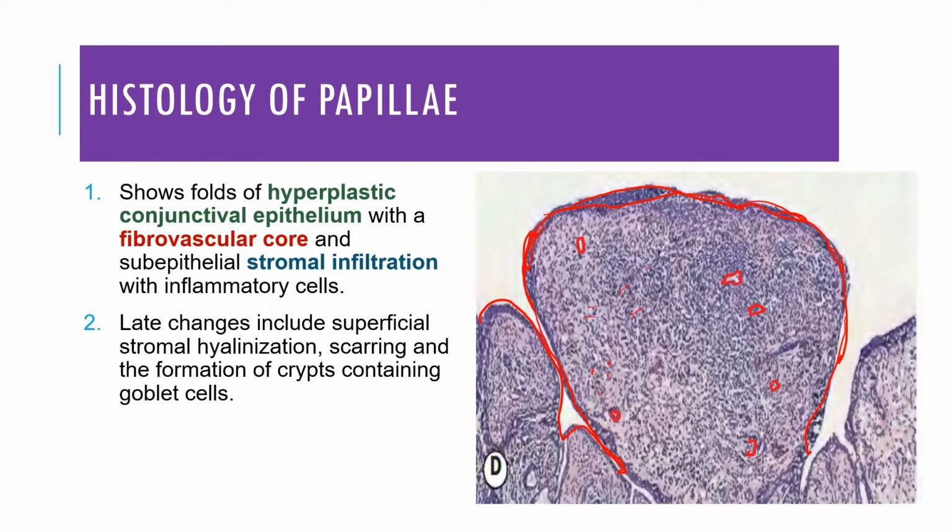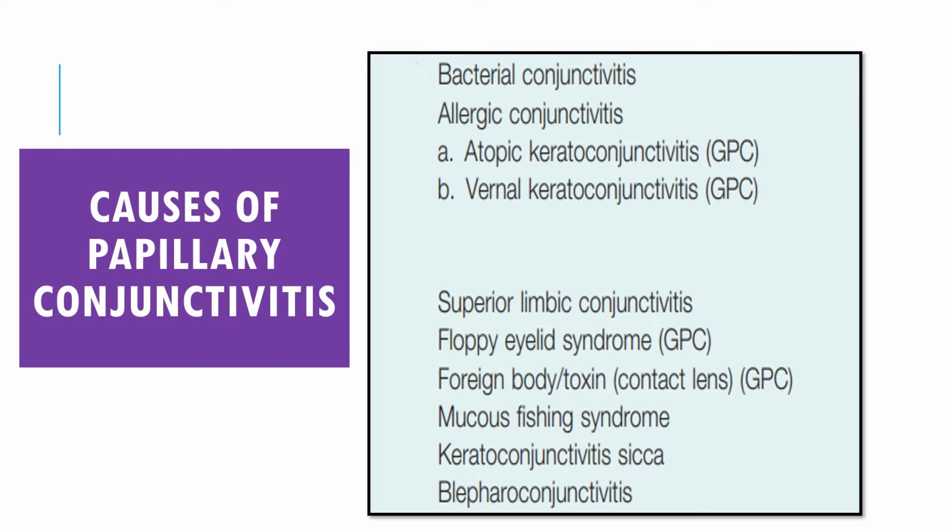Along with that, all these are the cells. These cells are the stromal infiltration of inflammatory cells. Okay, this is what you see in the early papilla. At a later stage, hyalinization will start, scarring will start, and this inflammatory accumulation, which was initially an acute inflammation, will go towards chronic inflammation. So now you will have scarring. Apart from that, you will see some crypt formation, and there will also be goblet cells present in that crypt. When the goblet cells increase in number, you will have more mucoid secretion from these papillae.